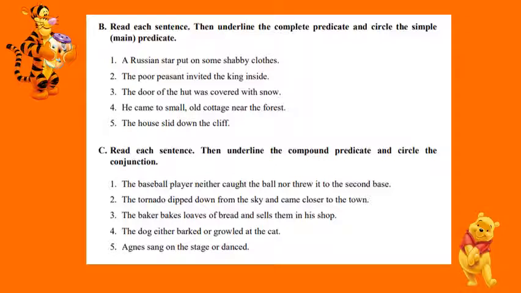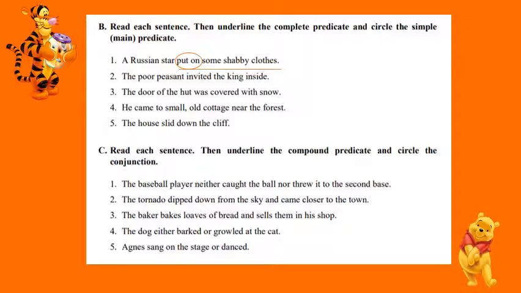Number one, a Russian star put on some shabby clothes. What did the Russian star do? Put on some shabby clothes. So put on some shabby clothes is the complete predicate. But what is the simple predicate here? Put on. Pay attention. Some of you would say put only. Here there's something different. Put on, we call it a phrasal verb. So here on is among the verb. I have to circle all of it. Don't get confused at all. Later on, you're going to learn what phrasal verbs are.